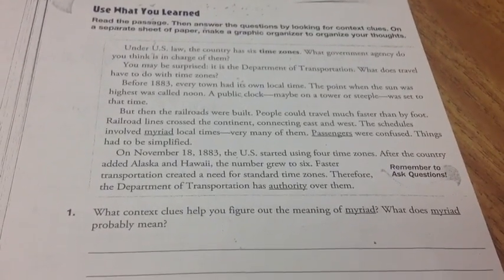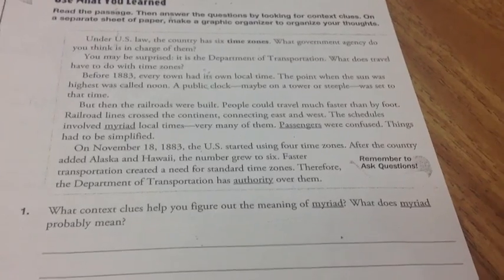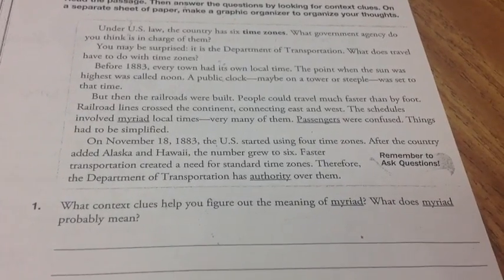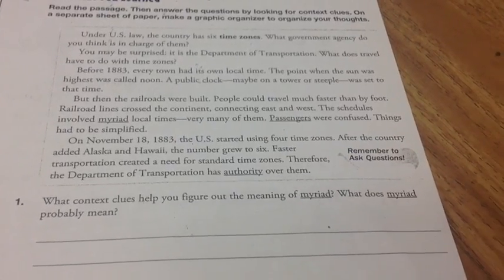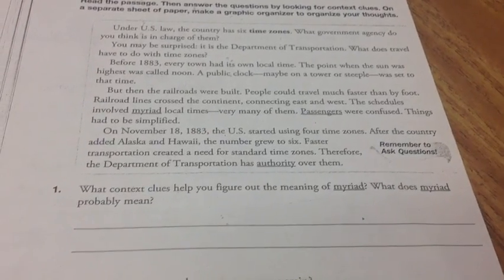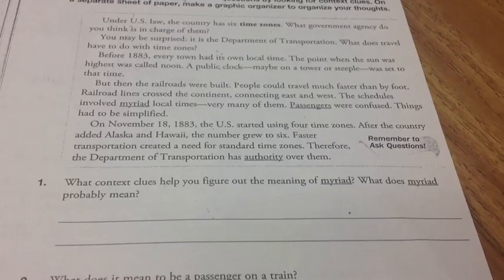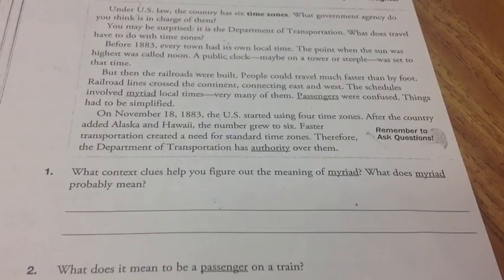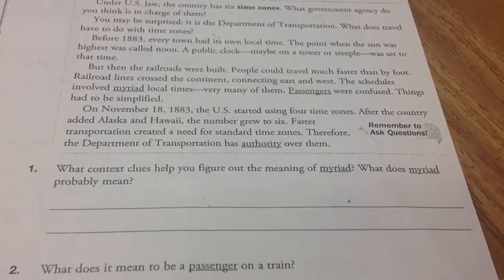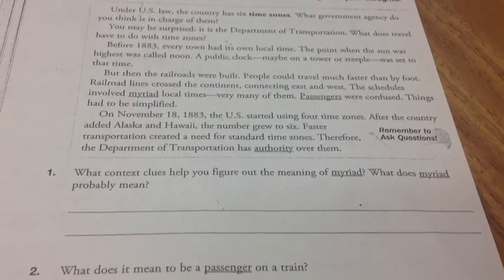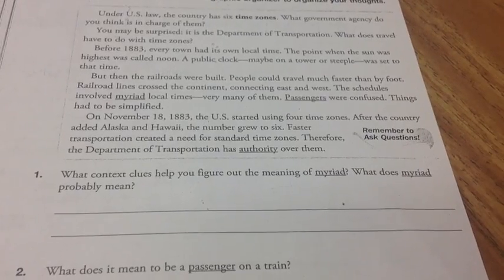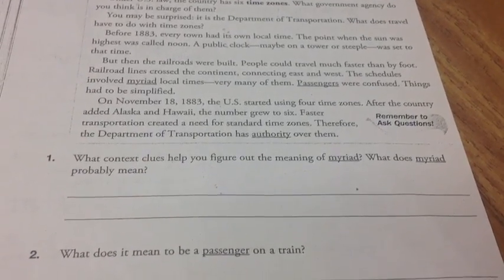Before 1883, every town had its own local time. The point when the sun was highest was called noon. A public clock, maybe on a tower or steeple, was set to that time. But then the railroads were built. People could travel much faster than by foot. Railroad lines crossed the continent, connecting east and west. The schedules involved myriad local times, very many of them. Passengers were confused. Things had to be simplified.